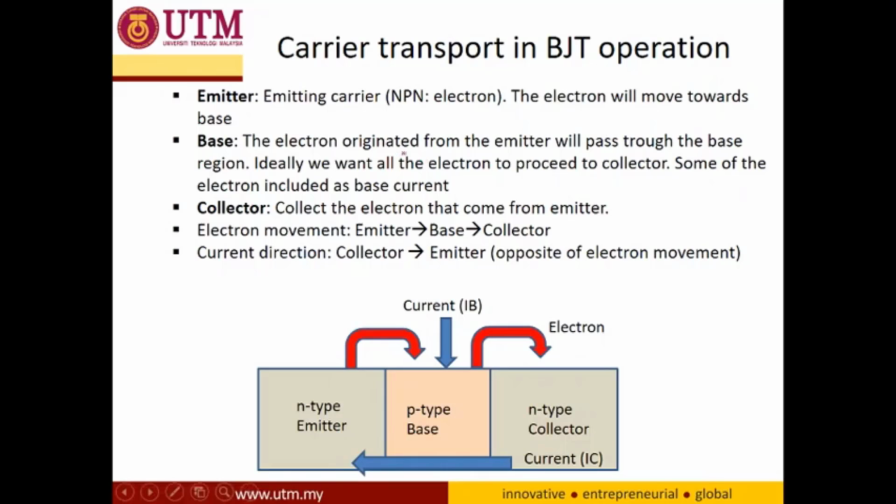Next, I will explain the operation of BJT from the point of view of the carrier movement, or what we call carrier transport. So in this video, we will discuss how the electron and hole move at the base, emitter and collector junction.